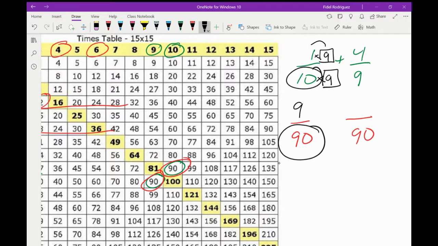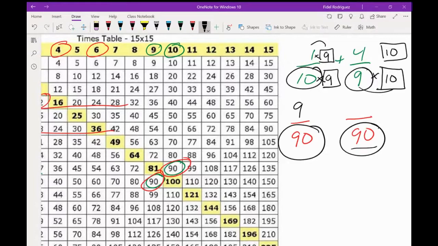So 1 times 9 is going to give me 9. Then I'm going to do the same thing over here. I used to have a 9 before, and now I have a 90. So what did I multiply 9 by to get 90? I multiplied it by 10. So I'm going to multiply the top by 10 too. 9 times 10, there's my 90, and 4 times 10 is 40.